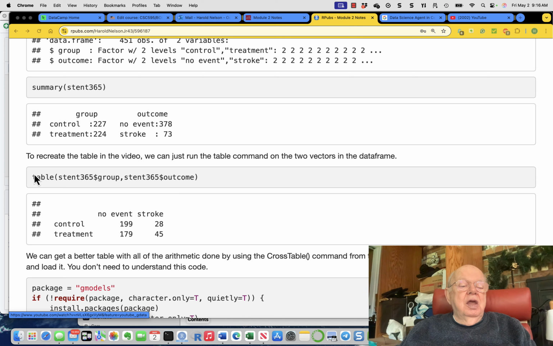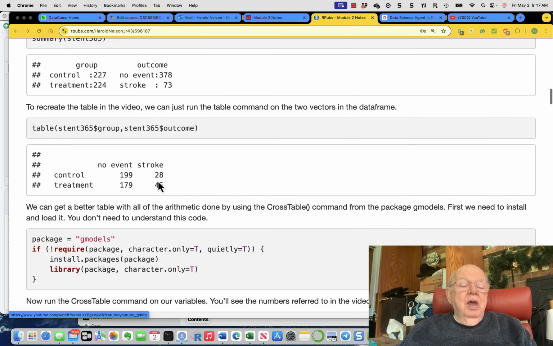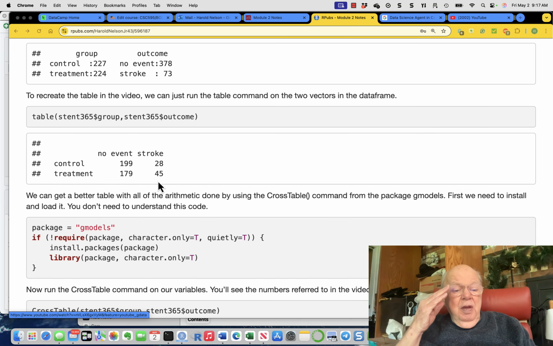Here's the key command you want to use in R to analyze the relationship between 2 categorical variables. It's table of Stent$365 group, comma, Stent$365 outcome, and this is what we get. The controls, there were 227 of them. 28 had strokes. The people who got treatment, there were 224 of them, and 45 got strokes. This is not really looking good for the stent outcome.